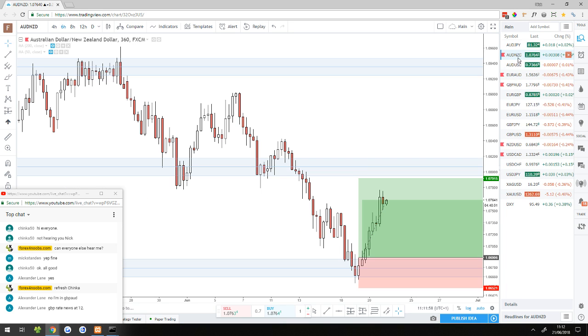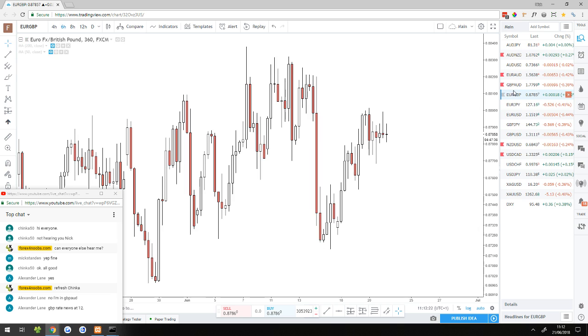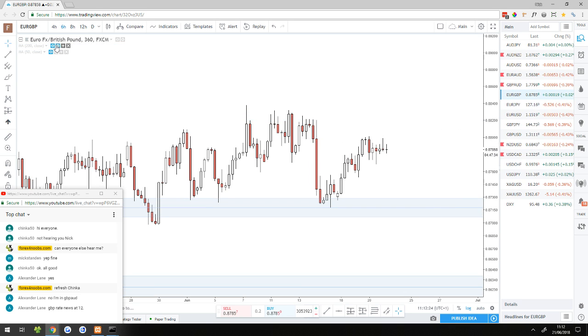With AUD New Zealand, for those of you still holding it, you may as well hold on to it, see if it pushes up to there. The big problem zone for AUD New Zealand was this here. This was the problem zone, but it's broken through that, so now you're good to hold on to it until the next resistance area probably. So yeah, hold on to all trades, pretty much is the summary.